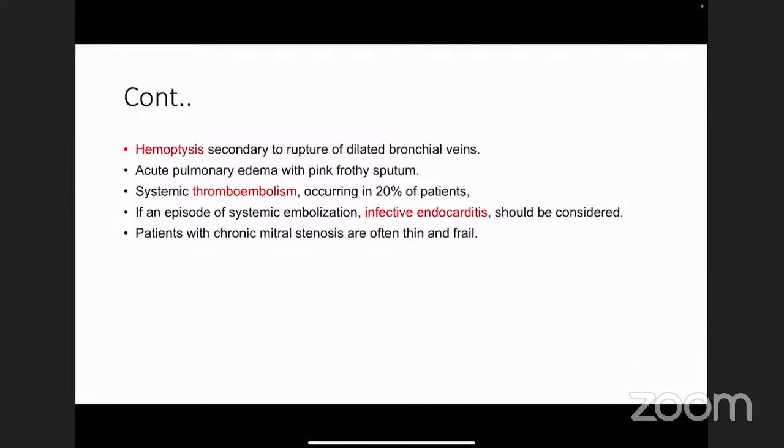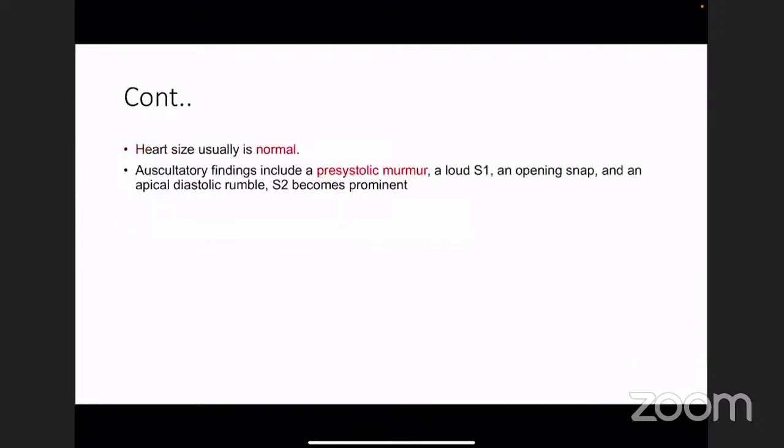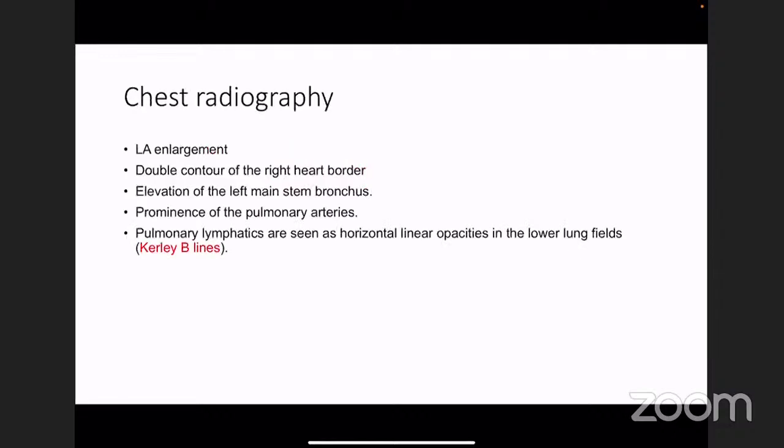Patients with chronic mitral stenosis are often thin and frail. Heart size usually is normal. Auscultatory findings: presystolic murmur, loud S1, opening snap, apical diastolic rumble, and S2 becomes prominent. In the chest radiograph, LA enlargement, double contour of the right heart border, elevation of the left main stem bronchus, and prominent pulmonary artery are seen. Pulmonary lymphatics, horizontal linear opacities in the lower lung field, and Kerley B lines are seen.